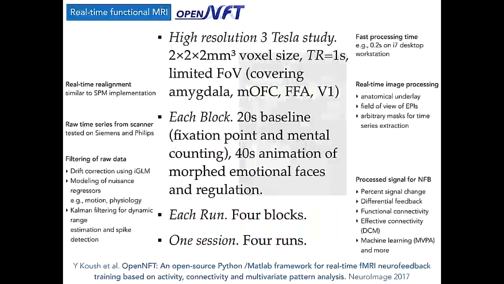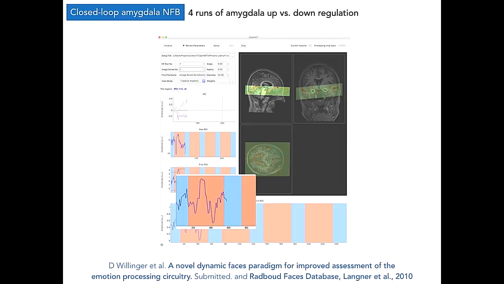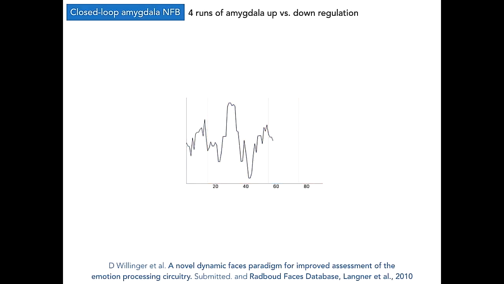In our case, we optimized our field of view to cover the amygdala, also the temporal pole, because I also agree that it's interesting, and the orbitofrontal cortex. We optimized for a high temporal resolution of 1 second and a high in-plane resolution. Each block consisted of 20 seconds baseline and 40 seconds emotion regulation, and this happened all within one training session of 4 different blocks. So we had 2 different groups.